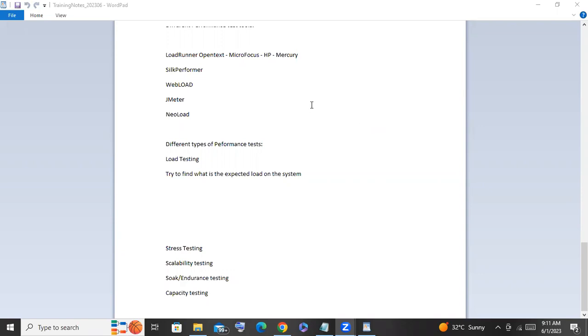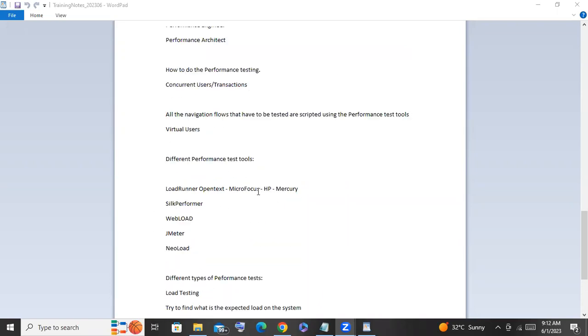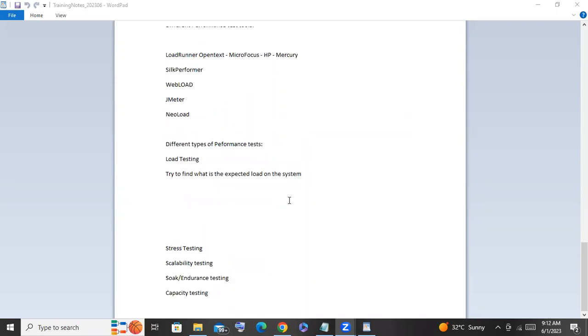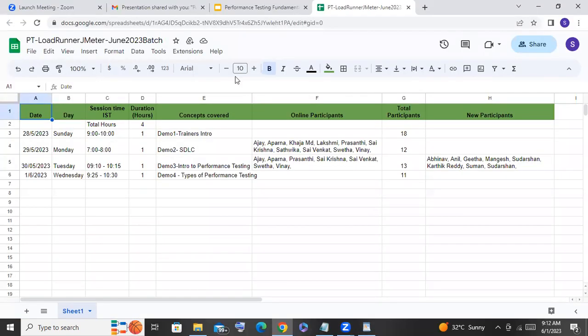So let's start. Yesterday we discussed the different types of performance test tools and what would actually be tested. We've also started our discussion on the different types of performance tests. Would somebody like to give me an understanding of what you were able to understand regarding load testing?